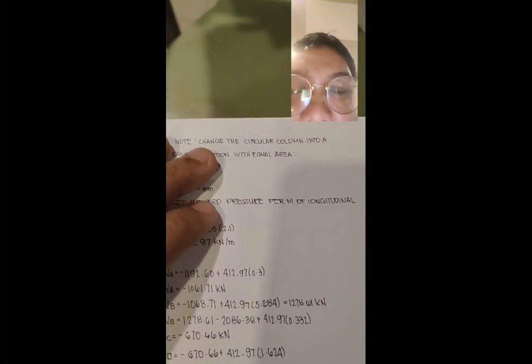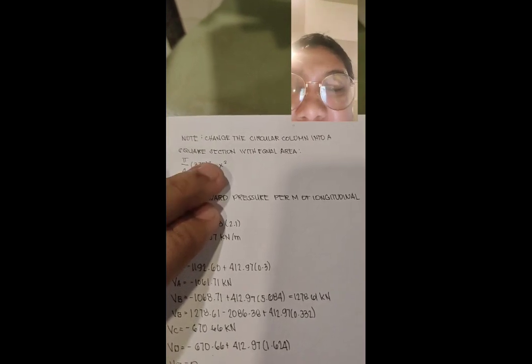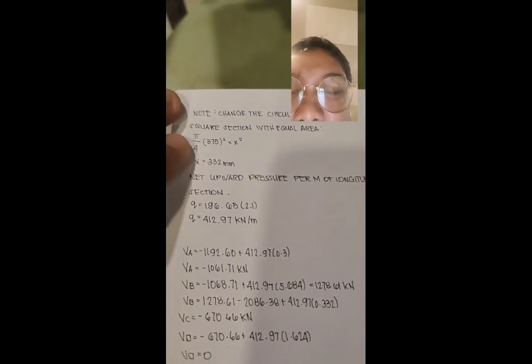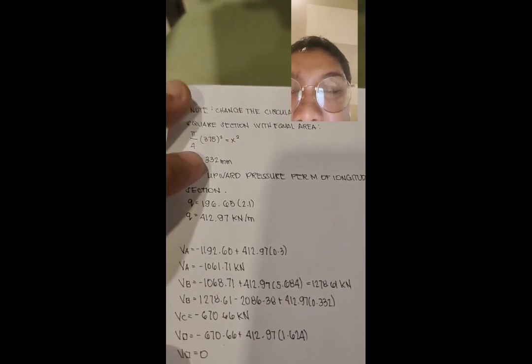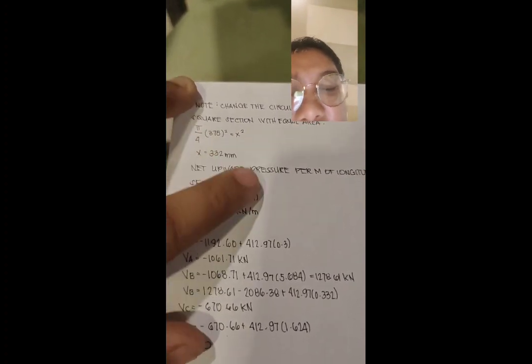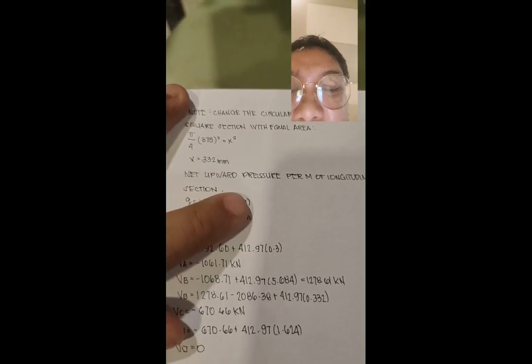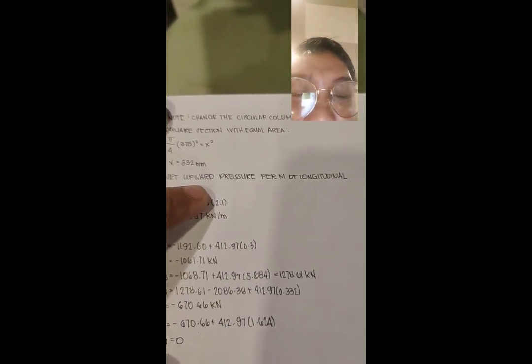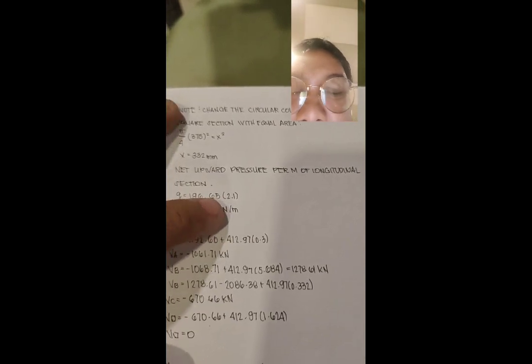Note, change the circular column into a square section with equal area. So, makukuha natin yung pi over 4 times 375 squared is equal to x squared. Ang x natin is 332 mm. Net upward pressure per meter of longitudinal section.